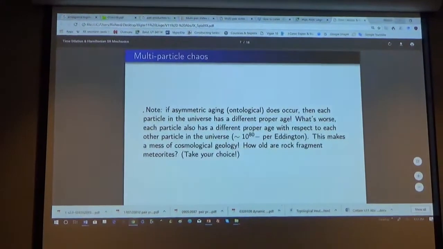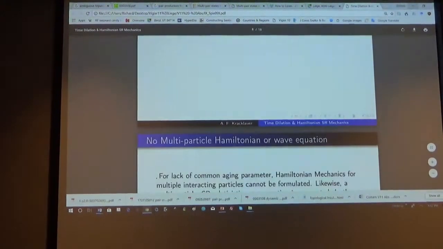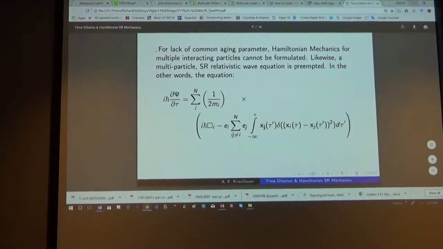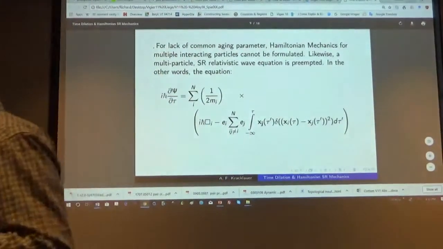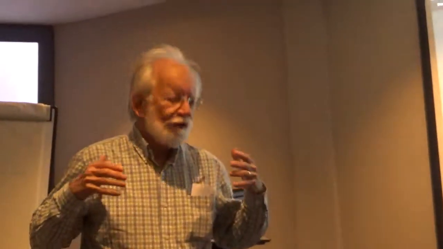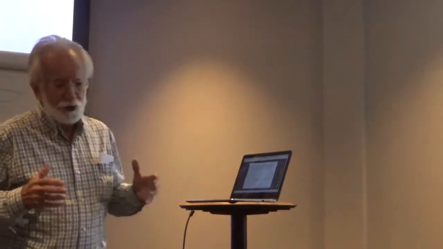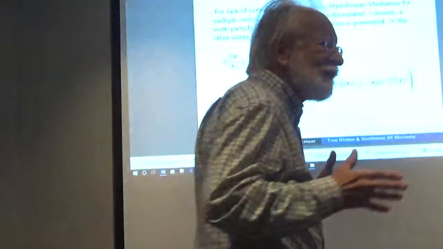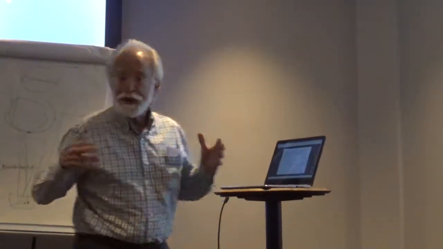Here I just make the point again on this thing. And now the next point I'm trying to make here is that if it's true that each particle has its own separate, different proper time, then it becomes impossible to write an equation derived from either Hamiltonian mechanics or Lagrangian mechanics that fits the general patterns of Lagrangian mechanics.